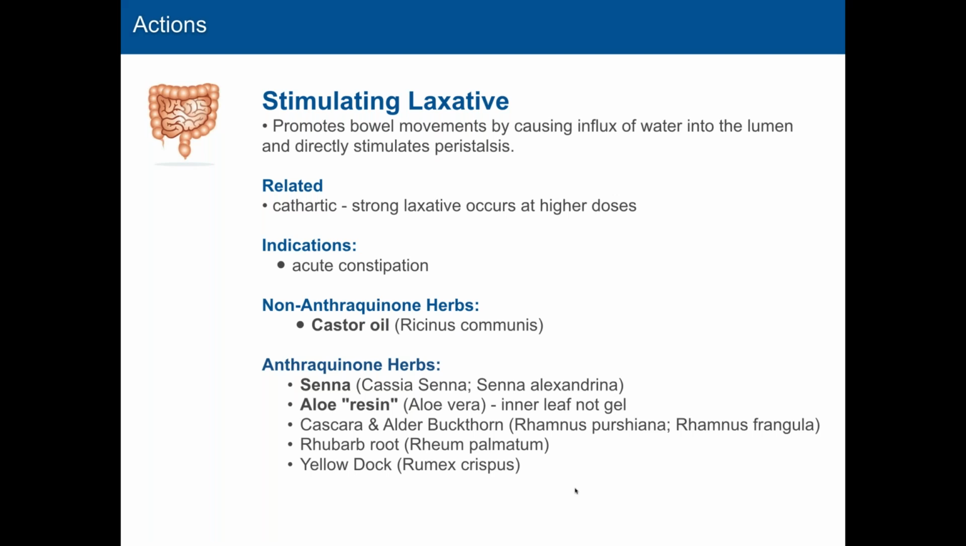So the bottom two might be ones that you could use in formulas that you might give to people for a little longer duration, while I would say senna and aloe resin, you tend to use more acutely. And those, in general, stimulating laxatives, I think these are designed to be taken short-term, maybe 7 to 10 days maximum. You don't want to exceed that because you can become dependent on stimulating laxatives.